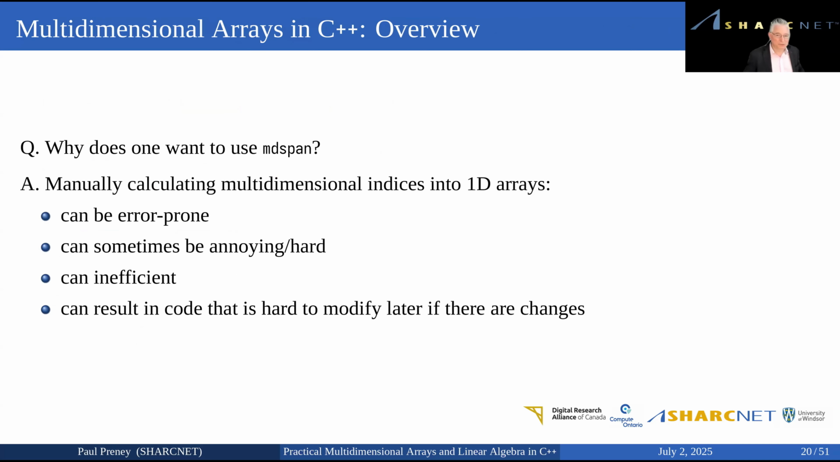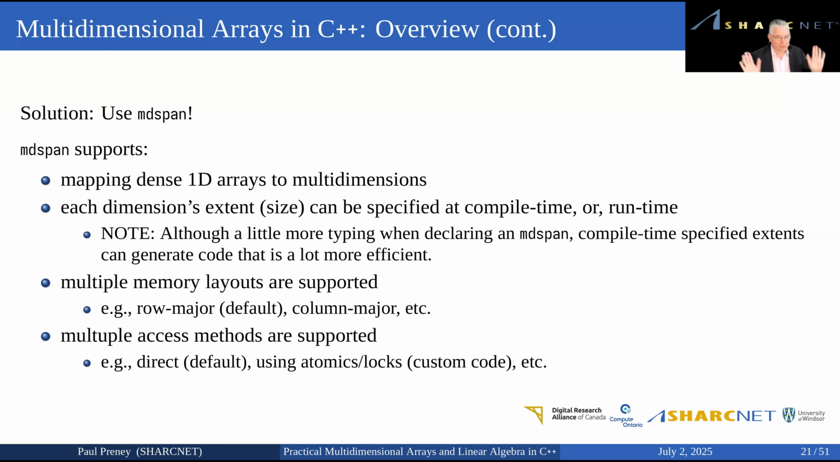Okay. So why do you want to use this mdspan stuff? Enough of the preliminaries. Why do you want to use it? Manually calculating your multidimensional indices into your 1D arrays in C++ is horrible. It can be error prone, annoying. Sometimes it's hard if you've got lots of indices. It can be inefficient, and it certainly can result in code that's hard to modify later. Why? Because you've got all this i times j times this plus that, whatever. Okay, too much. Solution, mdspan.